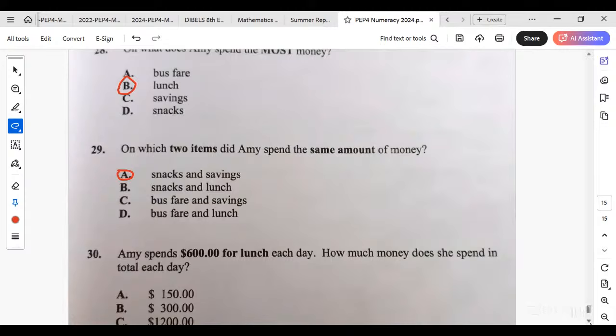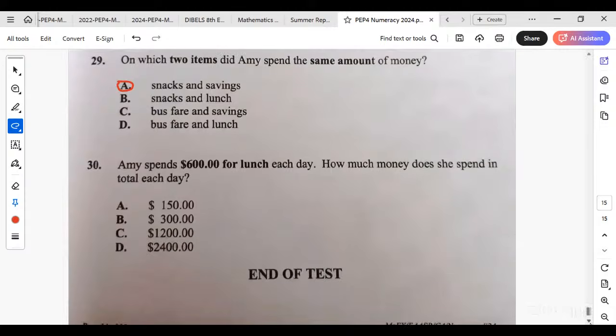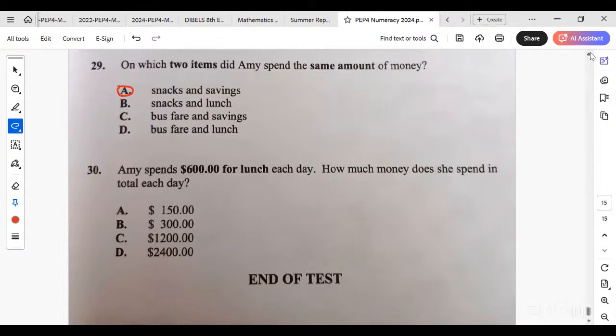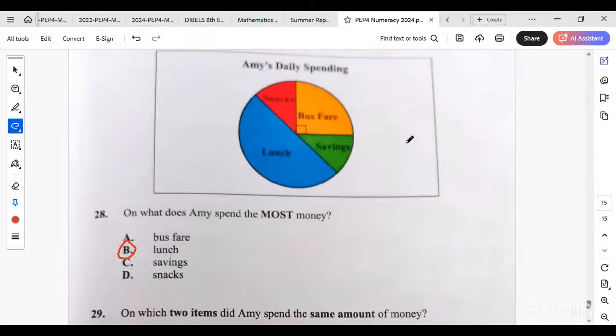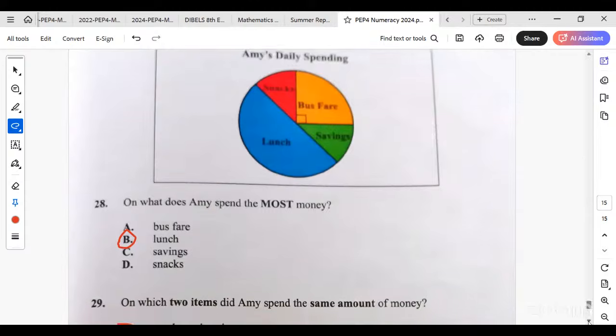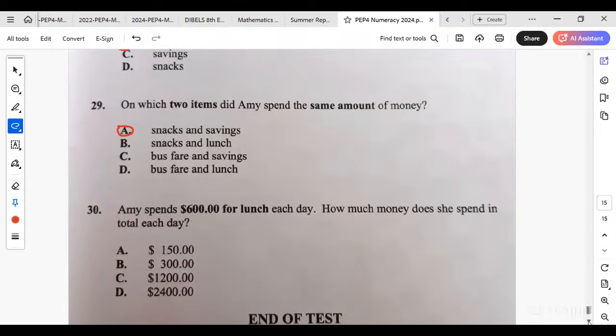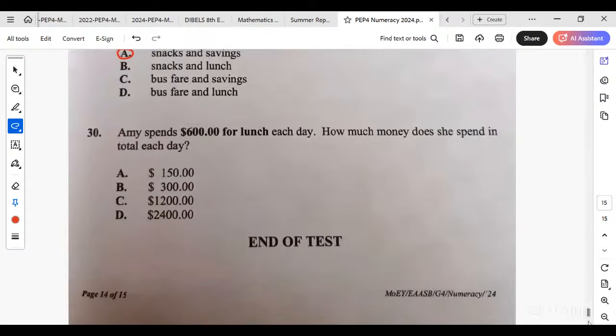All right, question 30. Amy spends $600 for lunch each day. How much money does she spend in total each day? So remember that the lunch appears to be half, right? So that means the amount that she spends each day would be 600 plus 600. That gives you a total of 1,200. So the correct answer for number 30 would be C.